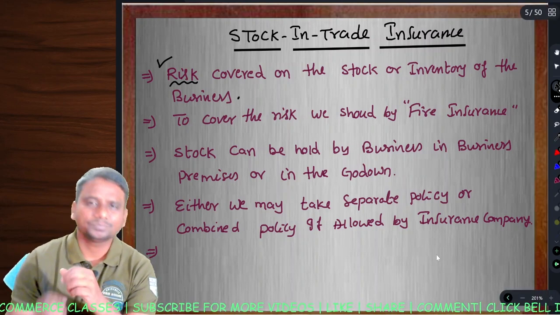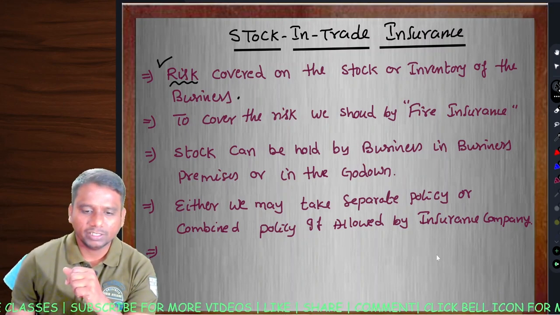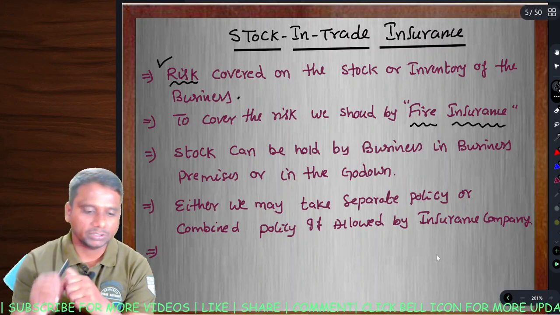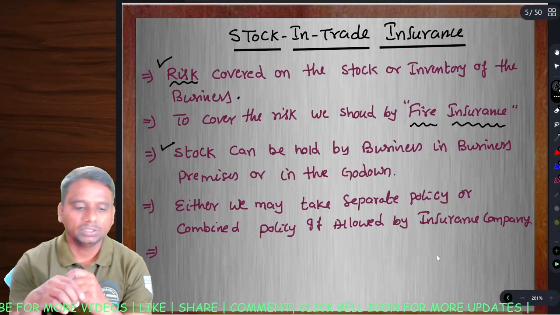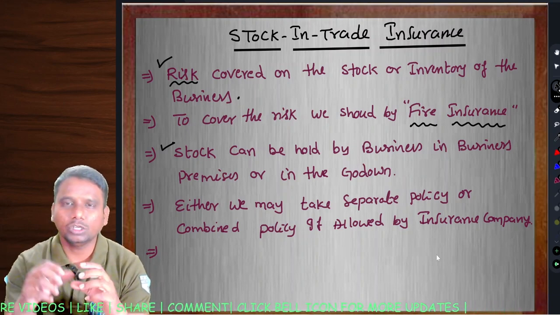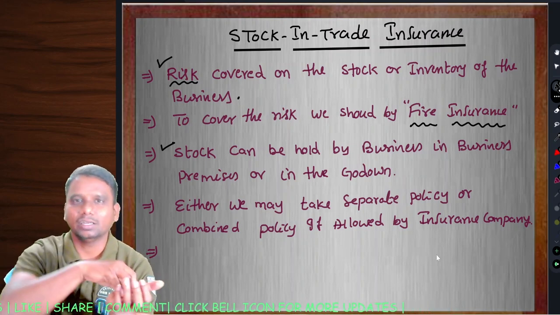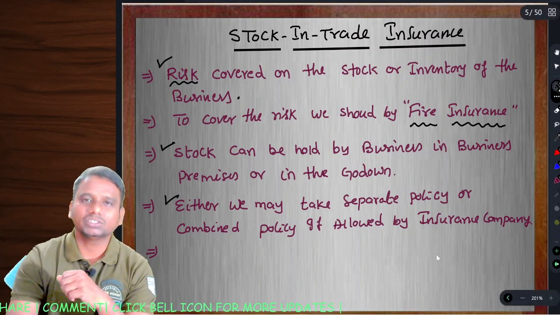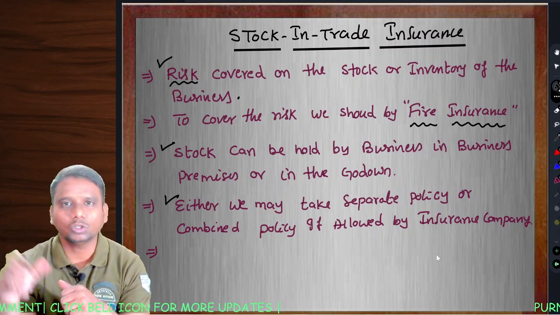What is the risk for the stock? Look at stock, to cover the risk, we should take which type of insurance? We have to buy fire insurance. Okay, now look at stock can be held by business in business premises or in the godown. See, suppose if you are doing manufacturing business, you can hold the stock in the manufacturing unit as well as in the godown. So either you can take combined insurance or you can take separate insurance policies as per the terms and conditions of insurance business.